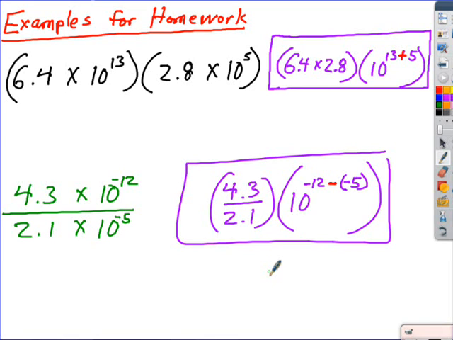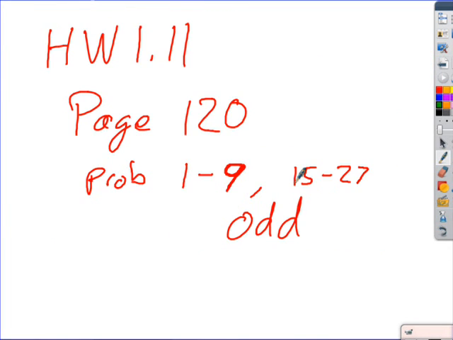Do not follow the instructions in the book, and looking up the answers in the back of the book is pointless because they're wanting you to use a calculator. So I've assigned you the odd ones. Later, when we start using calculators, we'll come back and do the even ones. But for right now, just do this. These start on 120, do the odd ones, and that is your homework for the night.